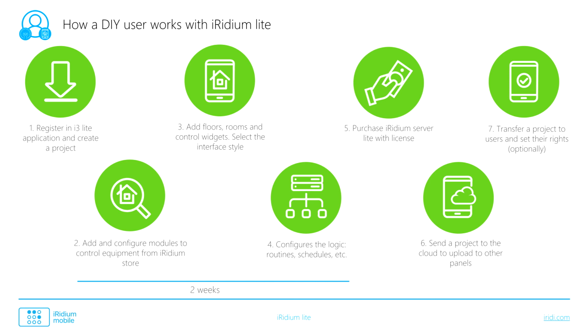Each user can have individual access rights. For example, a user can have rights to edit routines and schedules, to get push notifications, and so on. See more details in special videos.